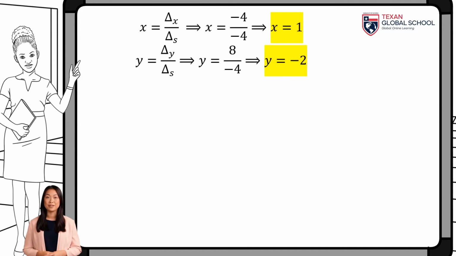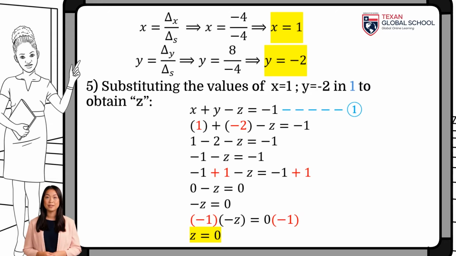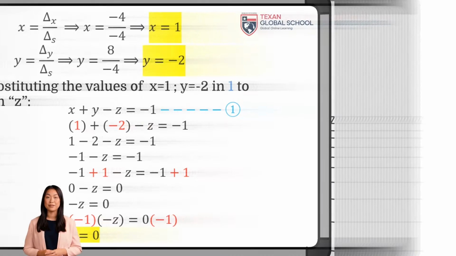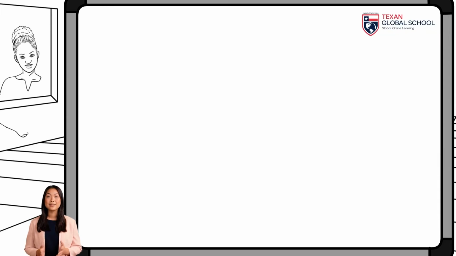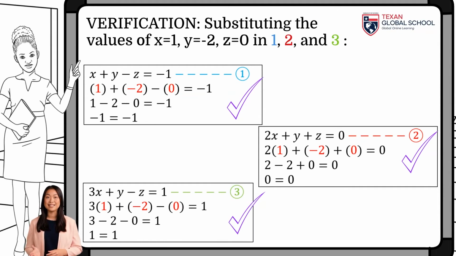Once we obtain the value of 2 variables, it is suggested to substitute them in one of the initial equations 1, 2, or 3. We decided to substitute in 1 to obtain z. Then, by substituting values and solving, we obtain that z is equal to 0. To verify the result, we must substitute x, y, and z in the 3 equations separately. As we can see, the 3 equalities are fulfilled, so the solution is correct.